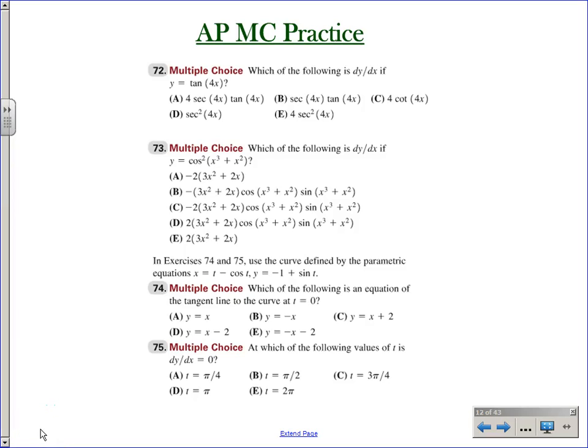A2, multiple choice. What'd you guys get? E. Good. Derivative of tangent is secant squared. It's okay, you're still working on it. Derivative of tangent is secant squared of u times u prime.